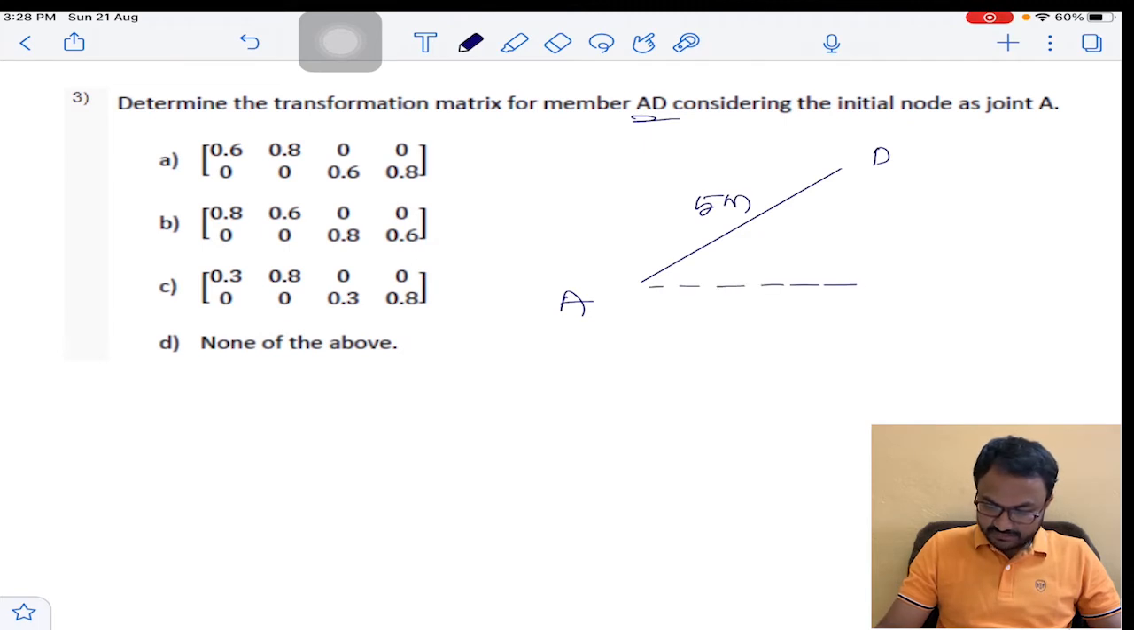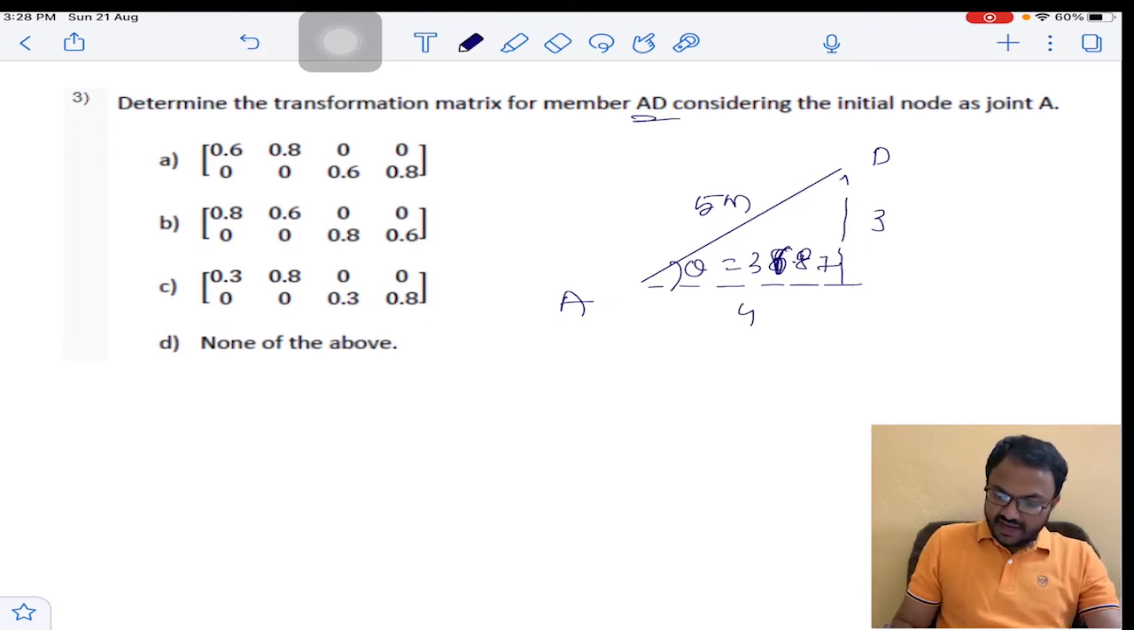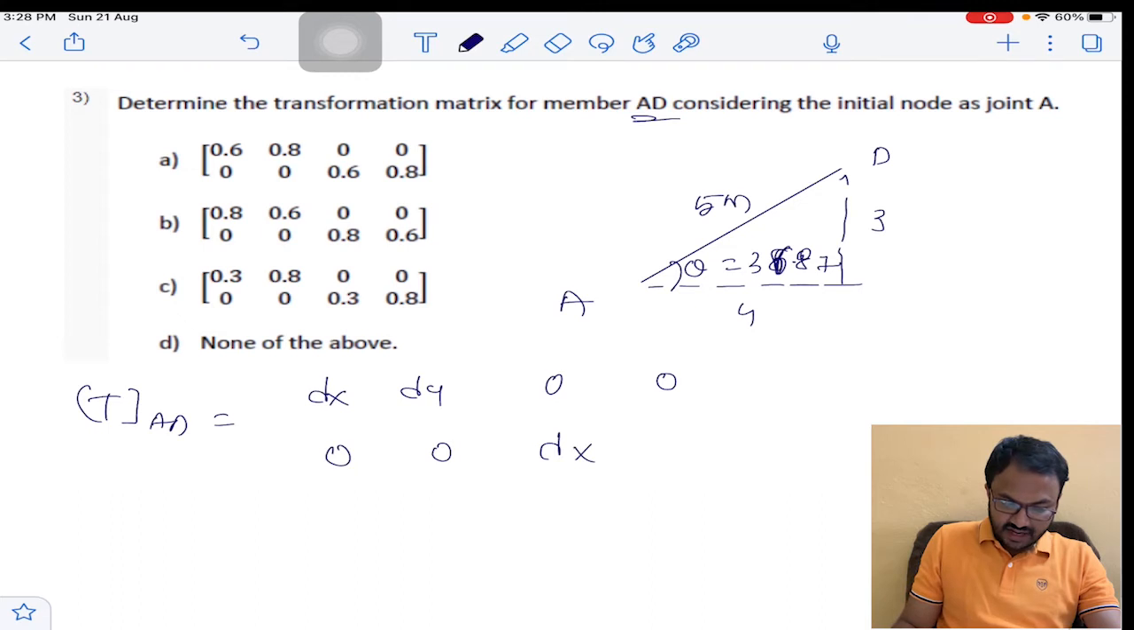So it is 3 and it is 4. So here theta will become 36.87. Okay, so now the transformation matrix for AD will become lambda x, lambda y, 0, 0, 0, 0, lambda x, lambda y. This is the transformation matrix.